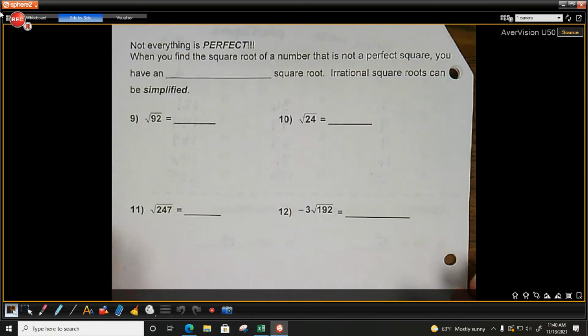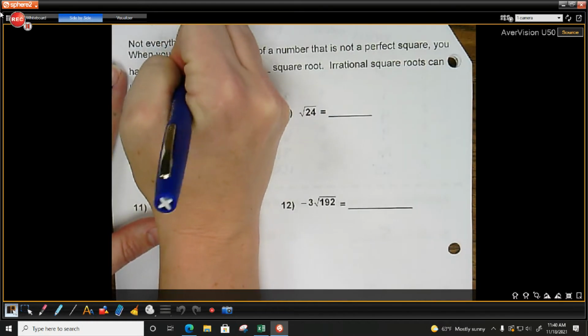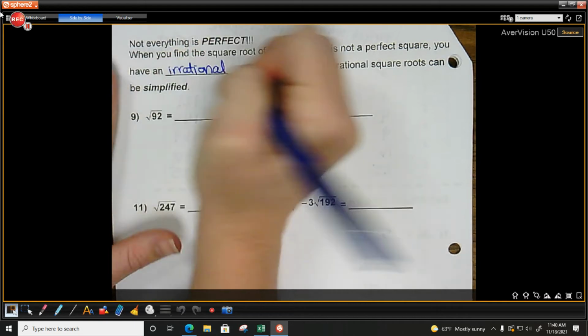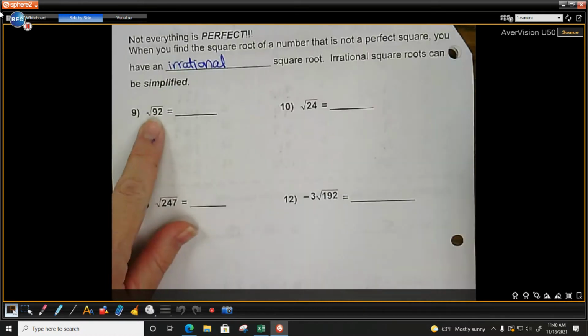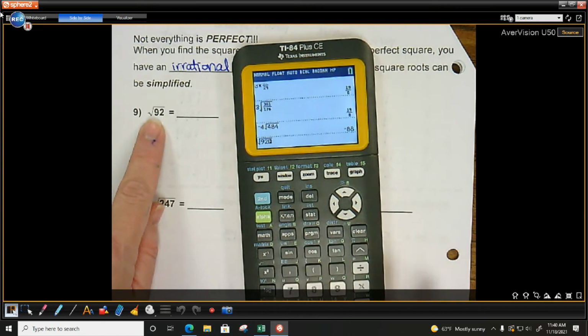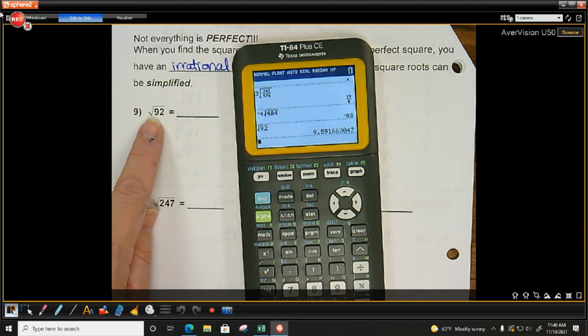Now we're going on to our unperfect world. It says not everything is perfect. When you find the square root of a number that is not a perfect square, you have something called an irrational square root. However, irrational square roots can be simplified sometimes, not always. Okay? So, how would I know I have an irrational square root? Well, let's look. The square root of 92 is not a whole number. So that makes it irrational.